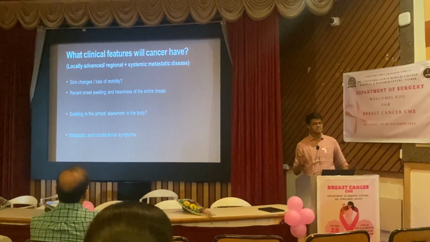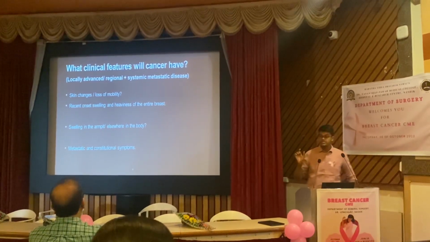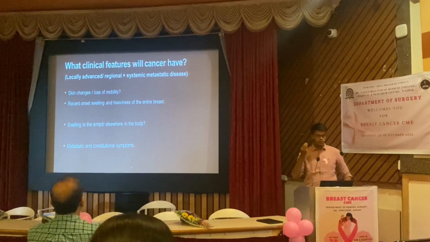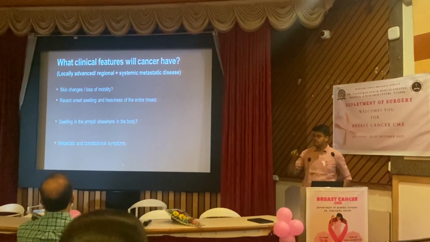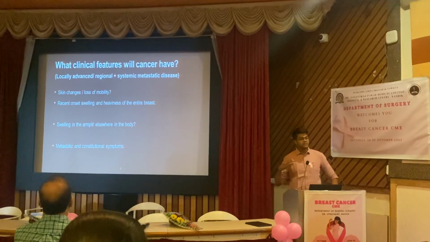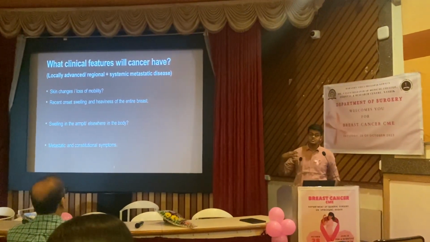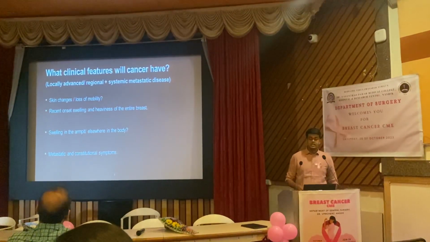It just means that the mass is growing into the ligaments of Astley Cooper, and as you're moving the breast tissue along its arc, the skin gets pulled in, right? So recent onset skin changes is important. That will tell you T4 disease, right? If the lump that initially they felt was mobile, an educated patient will tell you that it is not moving anymore. That will mean that it is fixed to the chest wall or the pectorals, right?